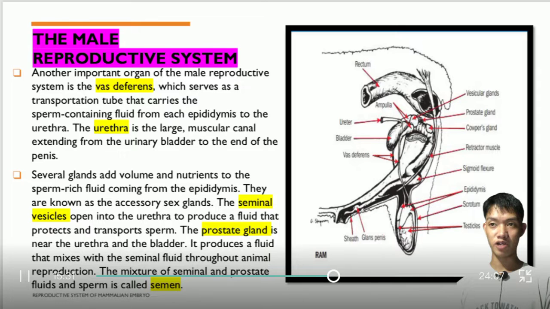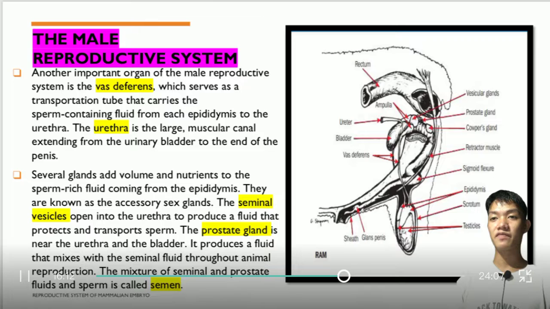The scrotum is a 2-lobed sac that contains and protects the 2 testicles. It also regulates the temperature of the testicles, which must be maintained below body temperature. Another important organ of the male reproductive system is the vas deferens, which serves as a transportation tube that carries the sperm-containing fluid from each epididymis to the urethra. The urethra is a long, muscular canal extending from the urinary bladder to the end of the penis.